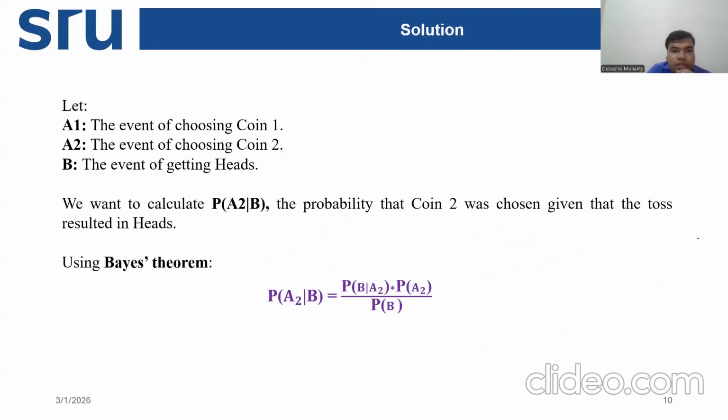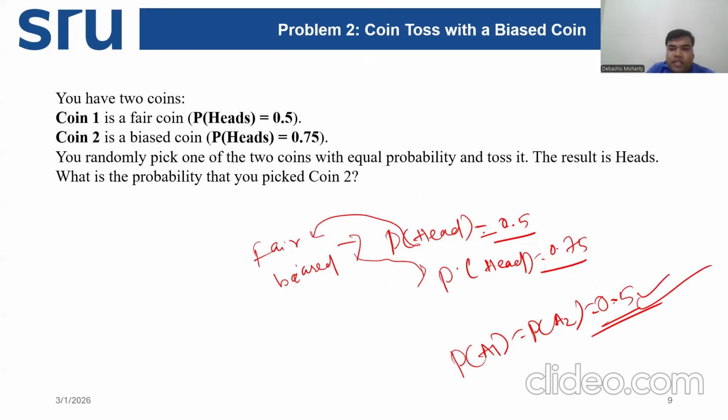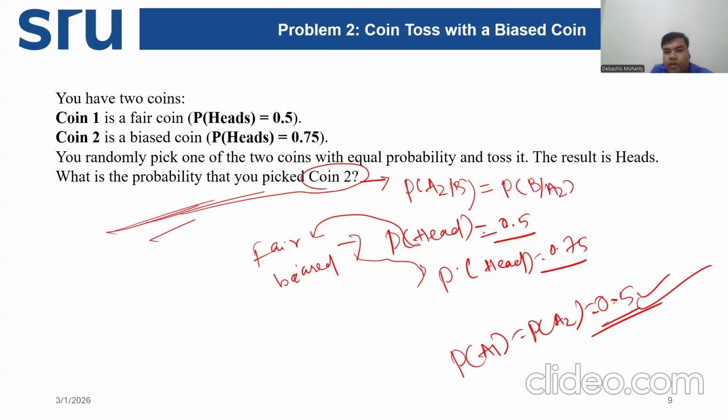Okay. Next, coming to the solution. So this is the formula. This formula is applicable because, try to understand, in the last part, what is the probability that you picked coin 2? Coin 2 means that probability we need to find is A2 given B. Using the same formula, probability of B given A2 multiplied by probability of A2, divided by probability of B. Okay, students. So we will apply only this formula to find the probability that you picked coin 2. That is probability of A2 given B.